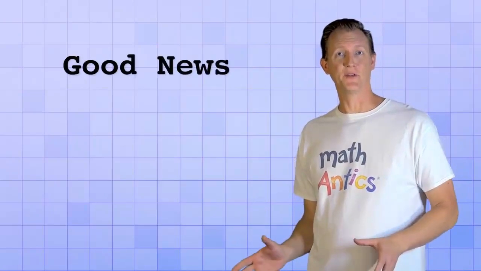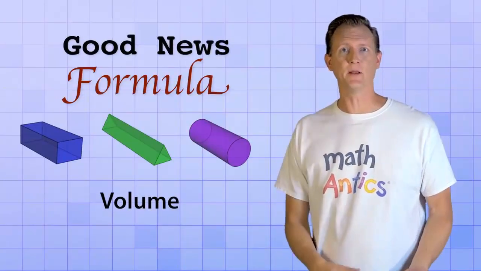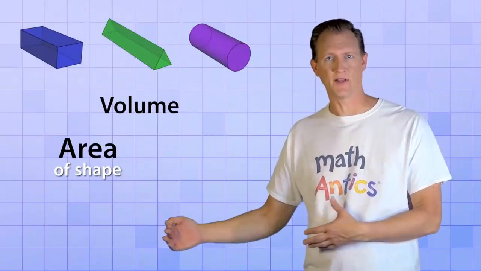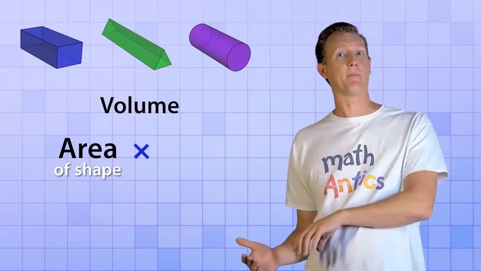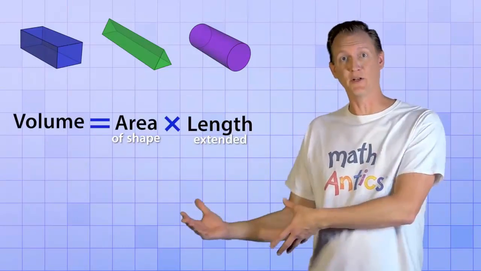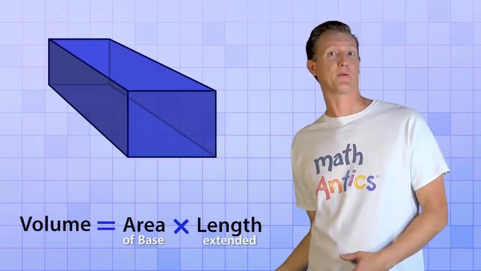Okay, so the good news is that there's a general formula for calculating the volume of these types of 3D shapes. All you have to do is find the area of the original 2D shape that got extended and then multiply that by the length or distance that it was extended. Usually, that original shape is called the base of the object. So, let's start with this rectangular prism and calculate its volume.